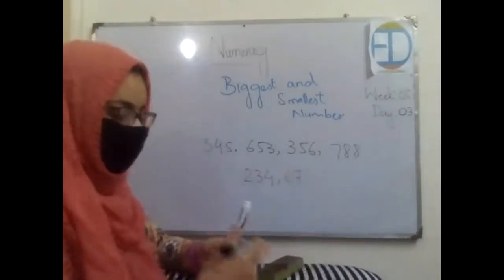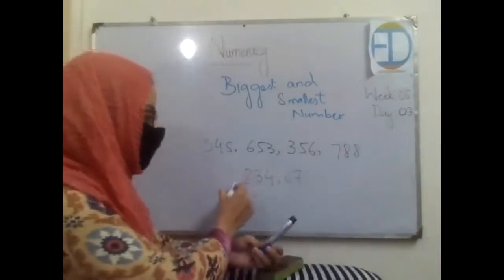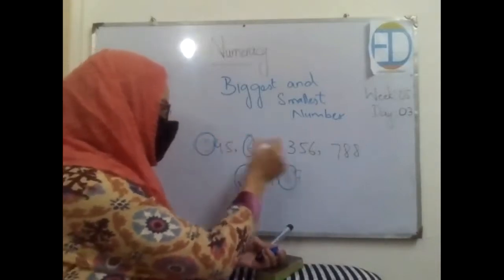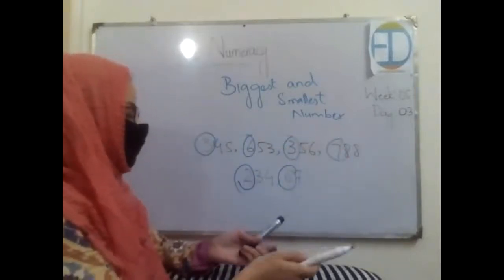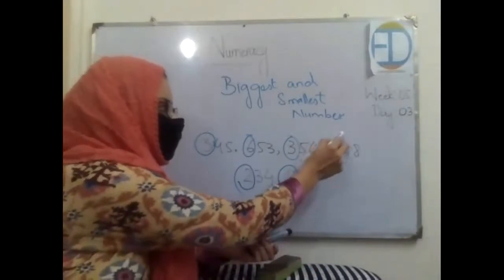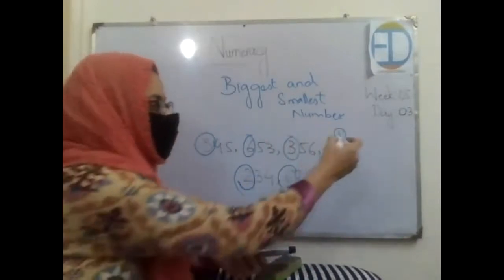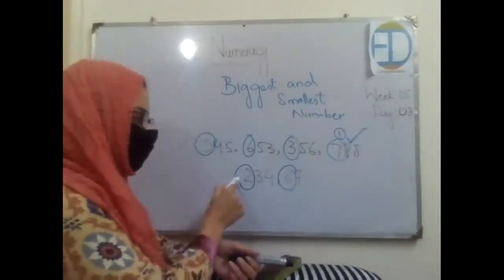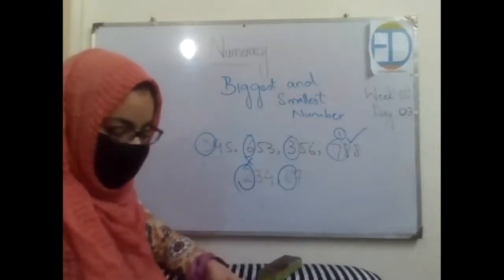Now, what would be the technique that we will be following? I told you that the first thing is we will look at the first digits of the numbers. Circle the first digits of each number. Now, which is the highest one? 7, right? This is the highest one, 7. You are supposed to put a tick on this. And which is the lowest one? 2. So you will put a cross on this. Got it?